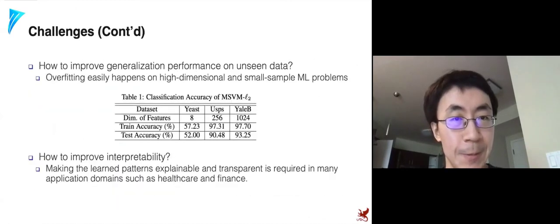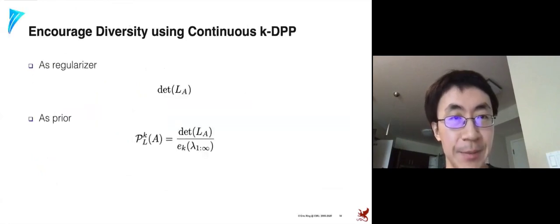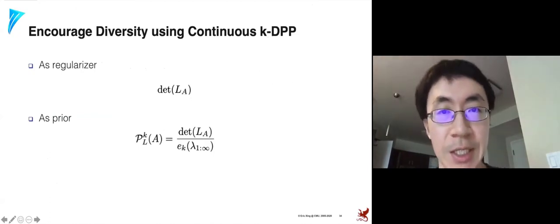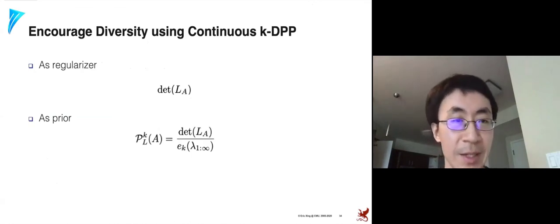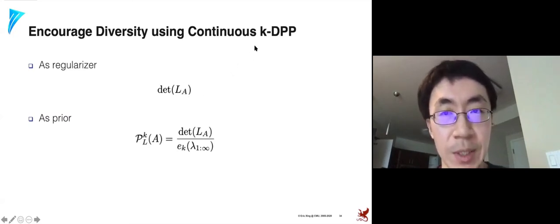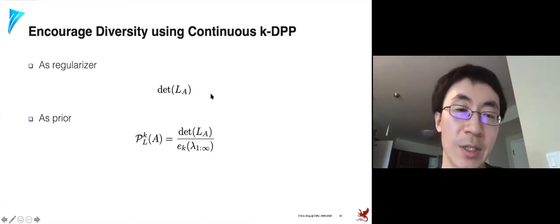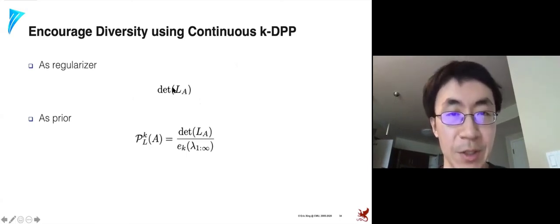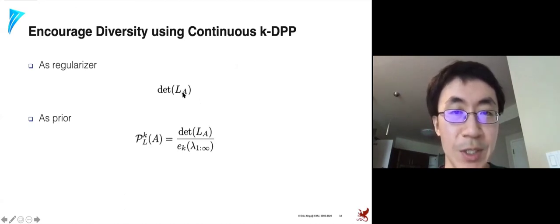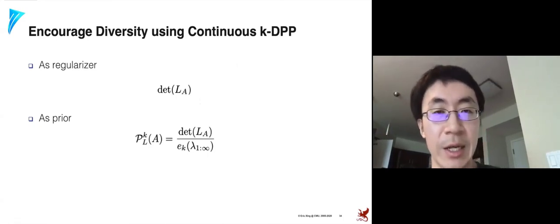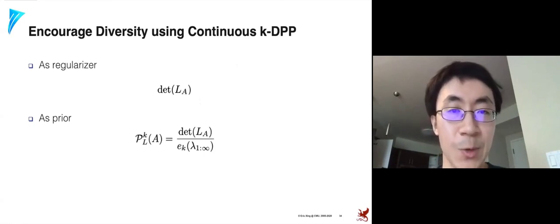I'm going to skip these things and talk about how KDPP is utilized to promote diversity in the continuous case. In the frequentist learning paradigm, we can use continuous KDPP as a regularizer to encourage the topic vectors to be diverse, right? In the LDA model, we have k vectors. You calculate the gram matrix or kernel matrix between the k vectors, then put the determinant of this matrix as a regularization term over the LDA objective function, and optimize them jointly to encourage diversity.